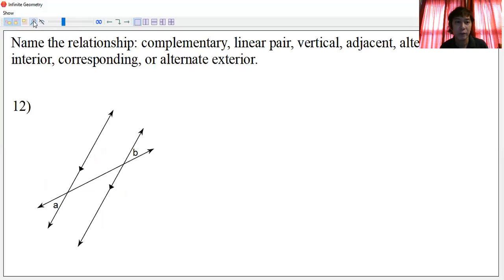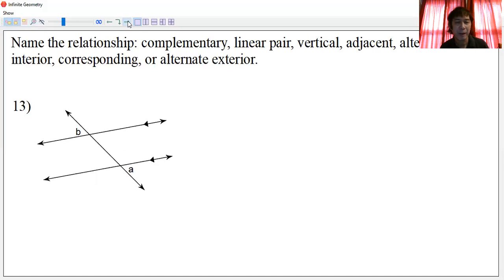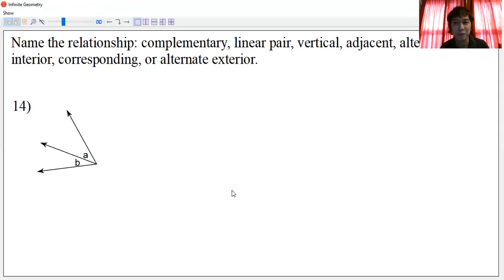Let's continue with the 12. All right, we don't have to define it again. You just have to be familiar with the figure. This is alternate exterior. Alternate exterior there. All right, let's continue with 13. Again, we don't define it anymore. We already know that. That's alternate exterior angle. Next, we don't have to define again. This is an adjacent angle pair. Adjacent angle pair. Next.